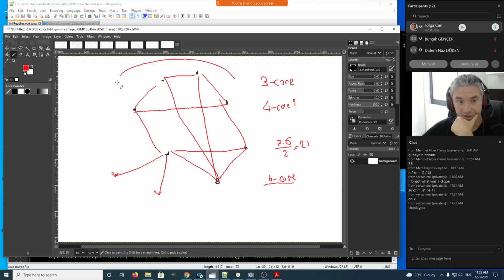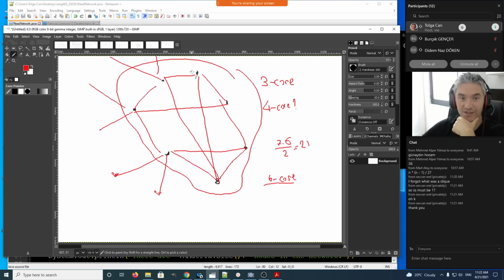When we are focusing on a subgraph, we ignore the edges they have to outside this subgraph. For example, I cannot make this subgraph a 4-core by considering the edges they have to the nodes outside this subgraph. Imagine these nodes are connected to some other nodes outside. When I'm counting, oh, how many edges do they have? This one has 6, this one has 5, so it must be a 4-core. No, it's not a 4-core.